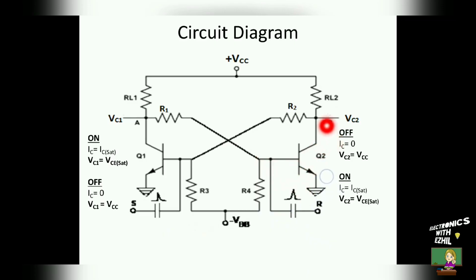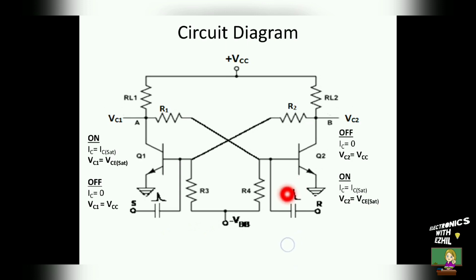Once it is off, the collector and emitter terminals are getting open circuited. So no current will be flowing through this collector terminal, which is equal to 0. The voltage across the collector to emitter terminal will be VCC, as per our earlier discussion. This is one stable state of the bistable multivibrator, that is Q1 on and Q2 off. The circuit will stay in this state until the external trigger pulses, such as set or reset pulse, are given to the base of transistor 1 or transistor 2.